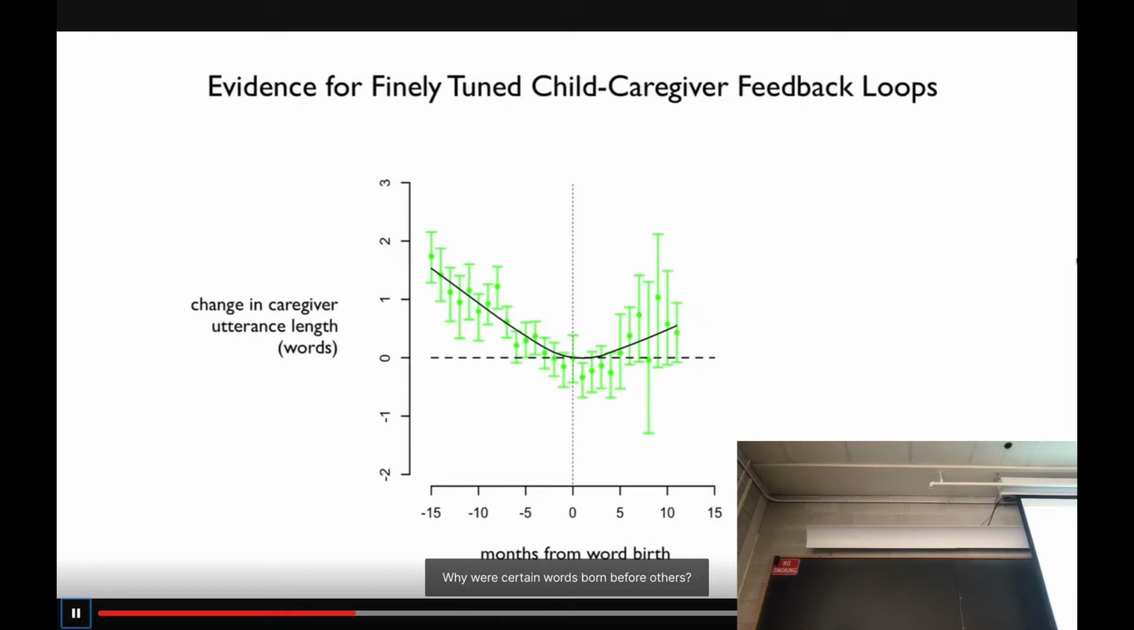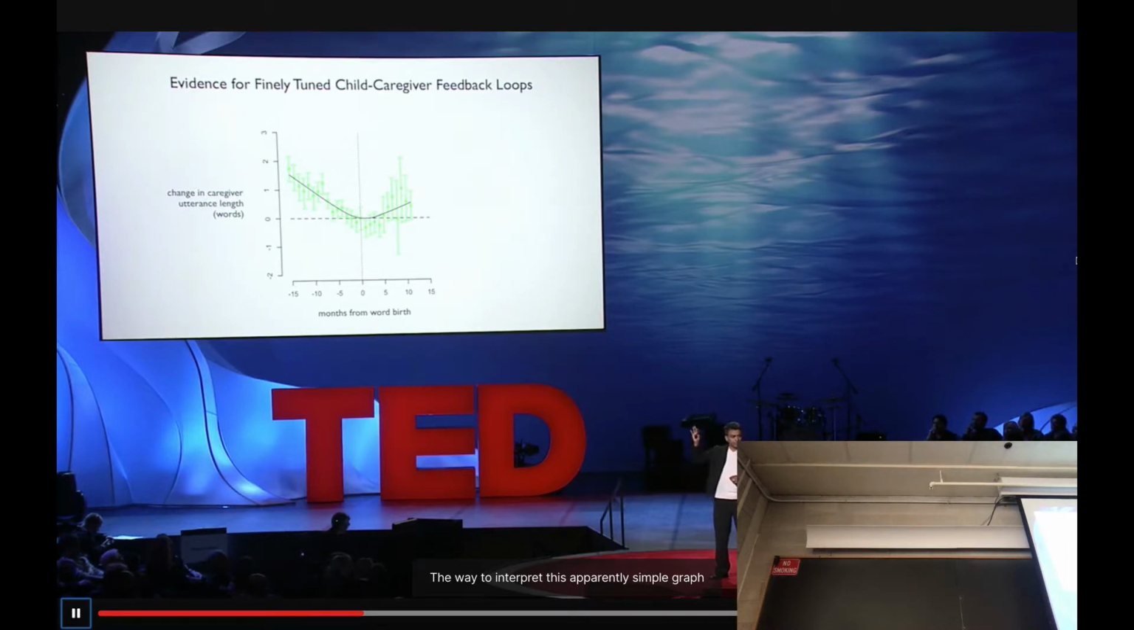Why were certain words born before others? This is one of the first results that came out of our study a little over a year ago that really surprised us. The way to interpret this apparently simple graph is that the vertical axis is an indication of how complex caregiver utterances are, based on the length of utterances. And the horizontal axis is time.